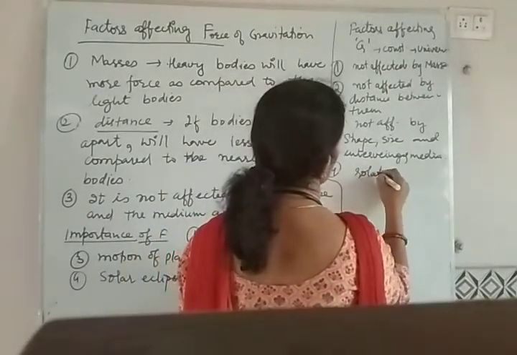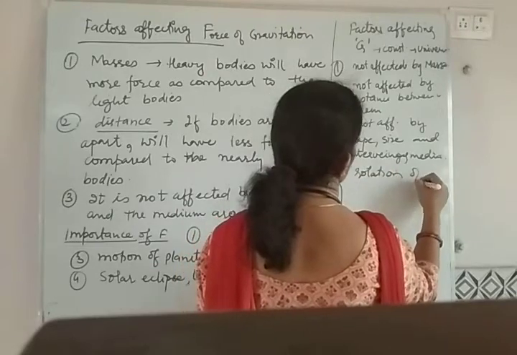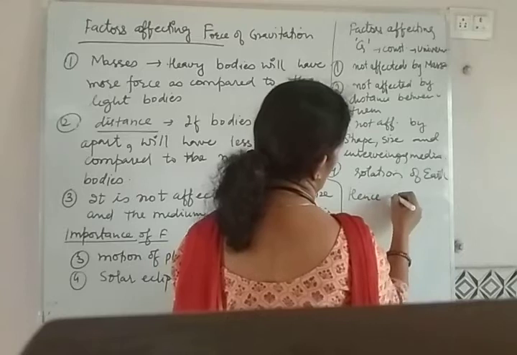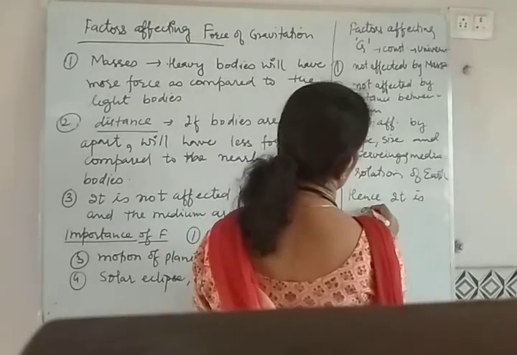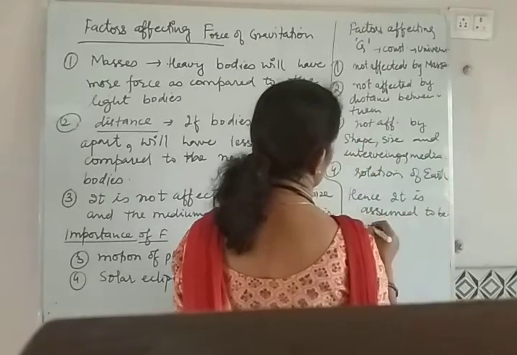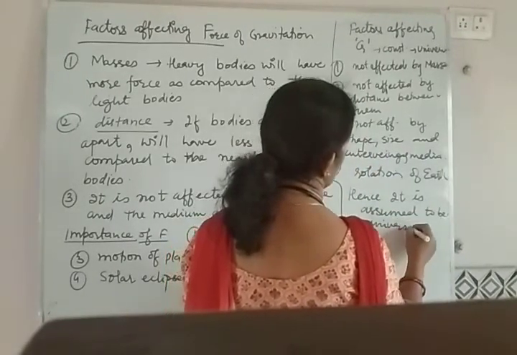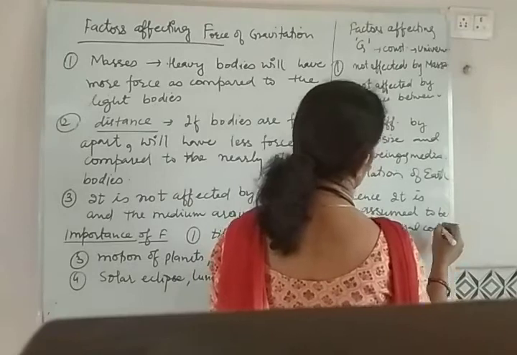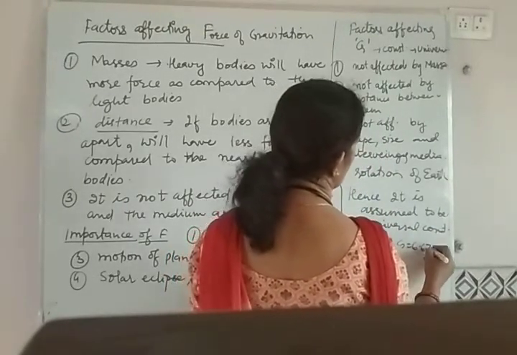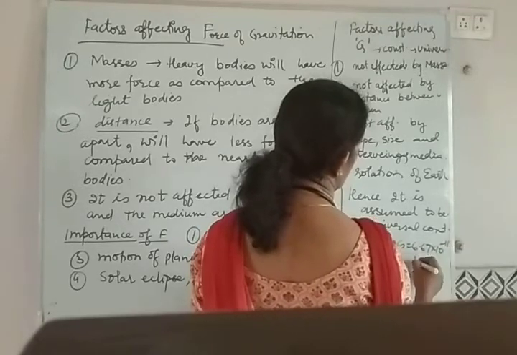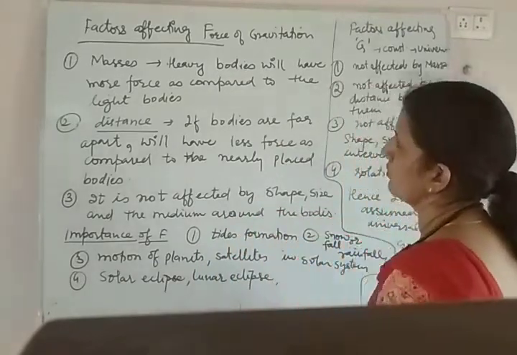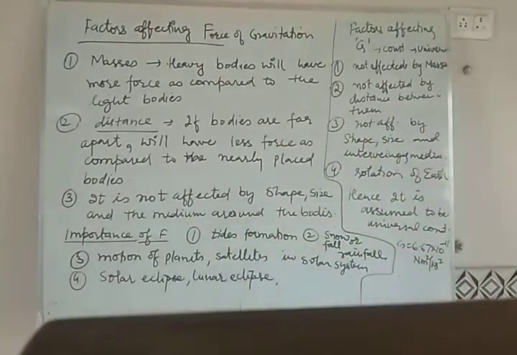Rotation of Earth. Hence, it is assumed to be a universal constant, having value 6.67 into 10 raised to power minus 11 Newton meter square per kg square. Note down all these points.